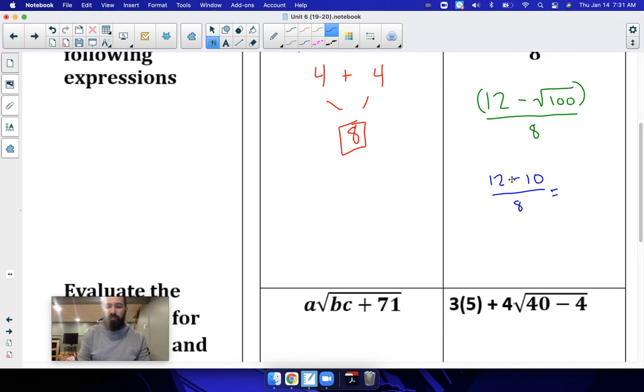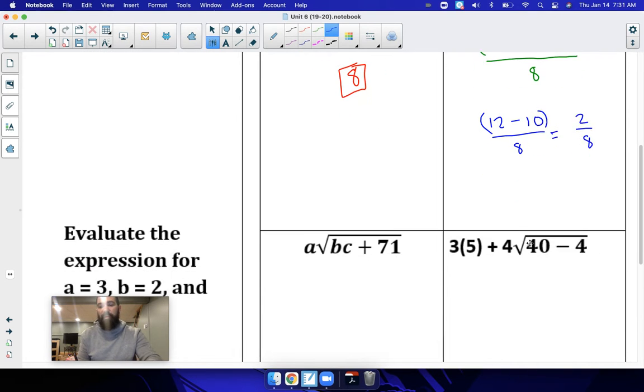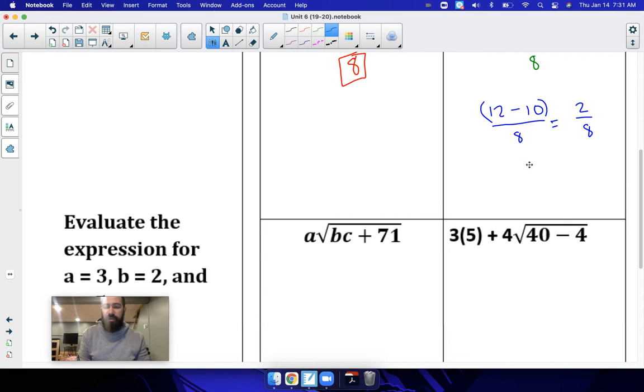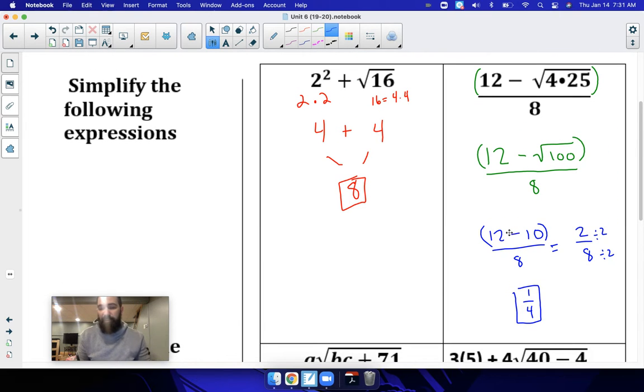Well, what's 12 minus 10? Again, imagine there are parentheses around that. 12 minus 10 is 2, and we're going to divide that by 8. And we can reduce that down one more. 2 over 8 can be reduced down to 1/4. If I divide both of these by 2, I get 2 divided by 2 is 1, 8 divided by 2 is 4, and I get 1/4 as my answer.